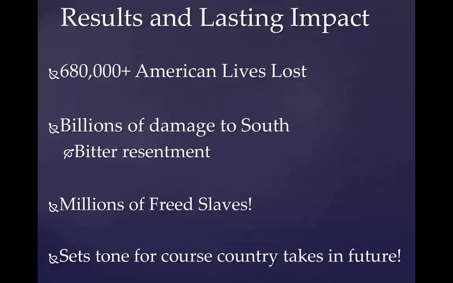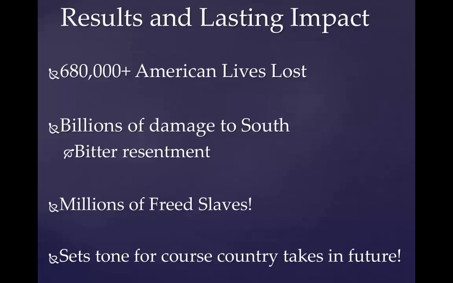For sure, you have almost 700,000 American lives lost throughout the course of this war, and that is a tremendous loss of life. It's going to have a major effect economically. It's going to have a major effect socially. You have billions of dollars worth of damage to the South, and that's going to cause a bitter resentment.